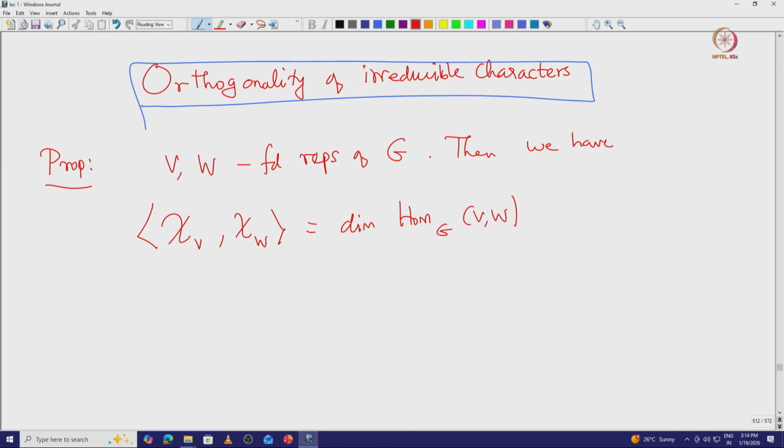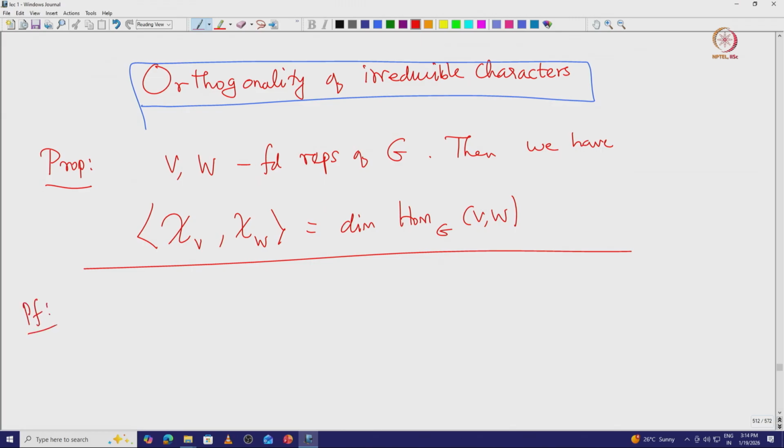Once we realize this, it is clear that if we specialize V and W to be irreducible representations, then using Schur's lemma, this Hom space will have dimension either 1 or 0 depending upon whether V and W are isomorphic or not. So that proves the orthogonality of irreducible characters. Let us write down a two-line proof of this using tensor products and dual representations. So here is the proof.